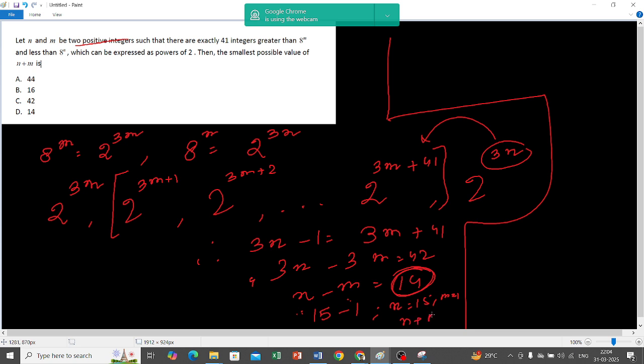On addition, what will we get? 16. So 16 is the answer. Did you understand?